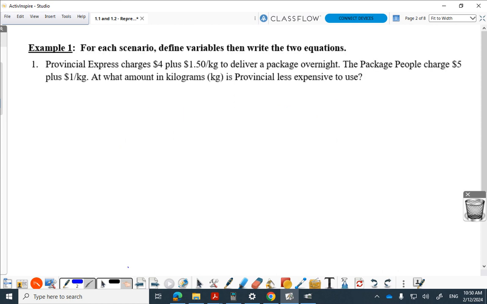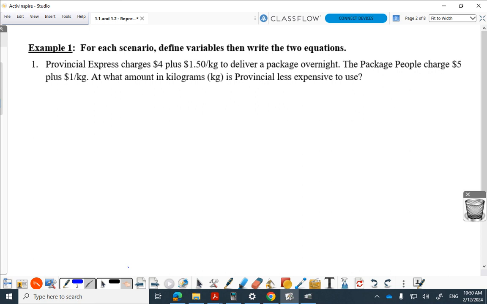All right. For each scenario, define the variables and write two equations. I think you're going to find chapter 1 reasonably straightforward, except for making the equations. That's going to be the hard part. So we start right in with some practice on how to make these equations that define the situations. So it says define variables and then write the two equations.